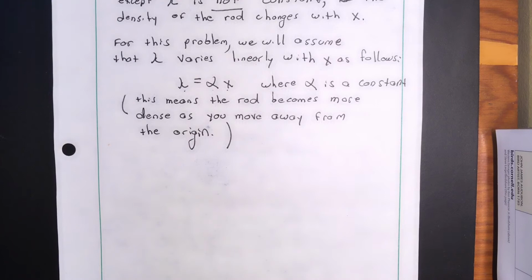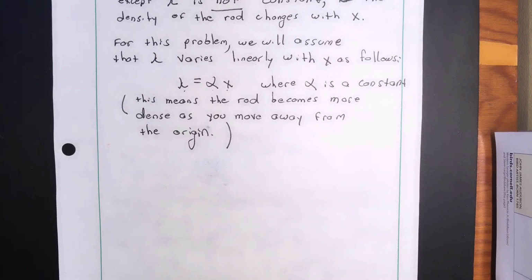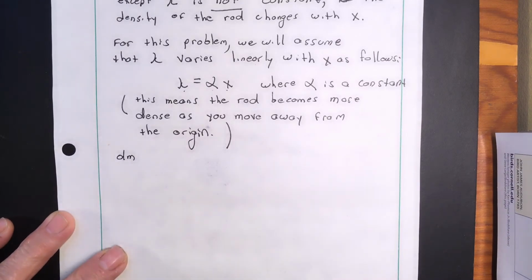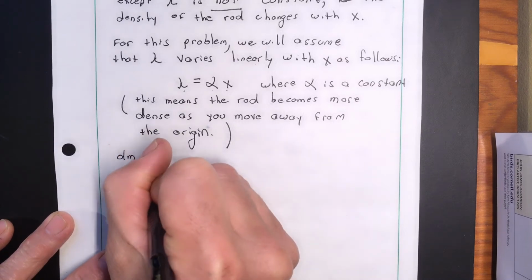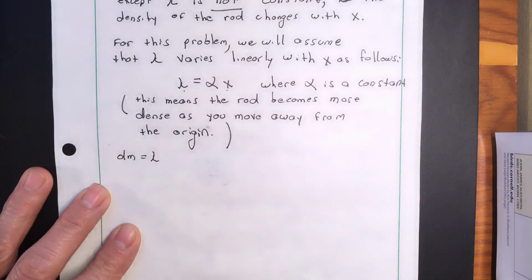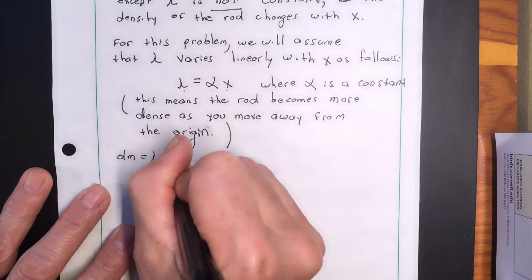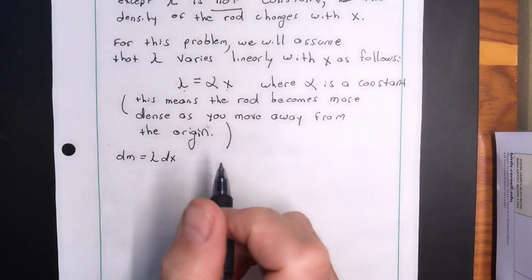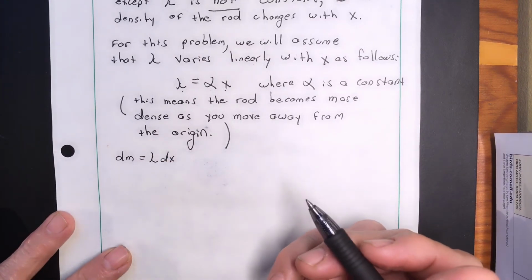All right, so that's going to change our result because the right end is going to be more dense than the left end. In our last example, the whole thing was the same density throughout. But one thing that stays the same is the differential mass is still whatever our expression for lambda is, whatever our expression for linear density is, times that infinitesimal little bit of rod.